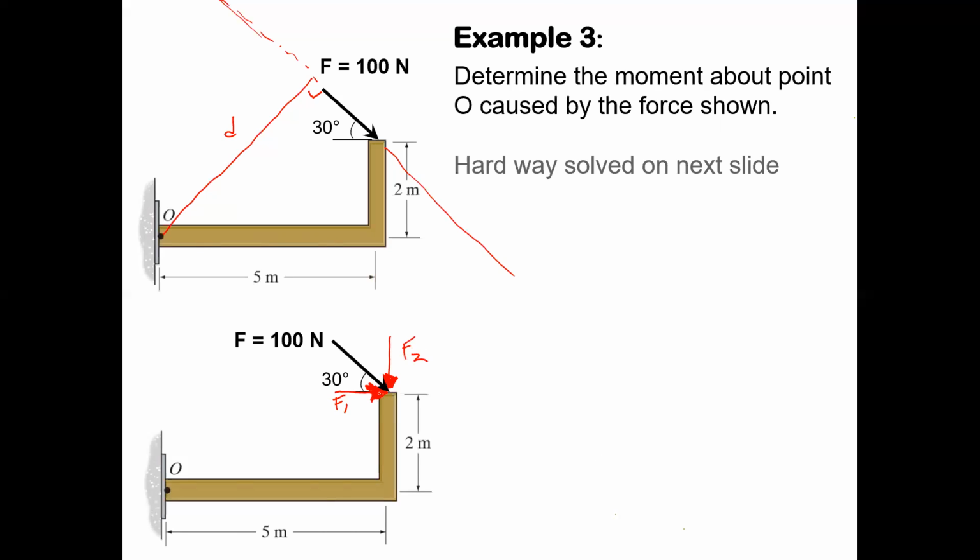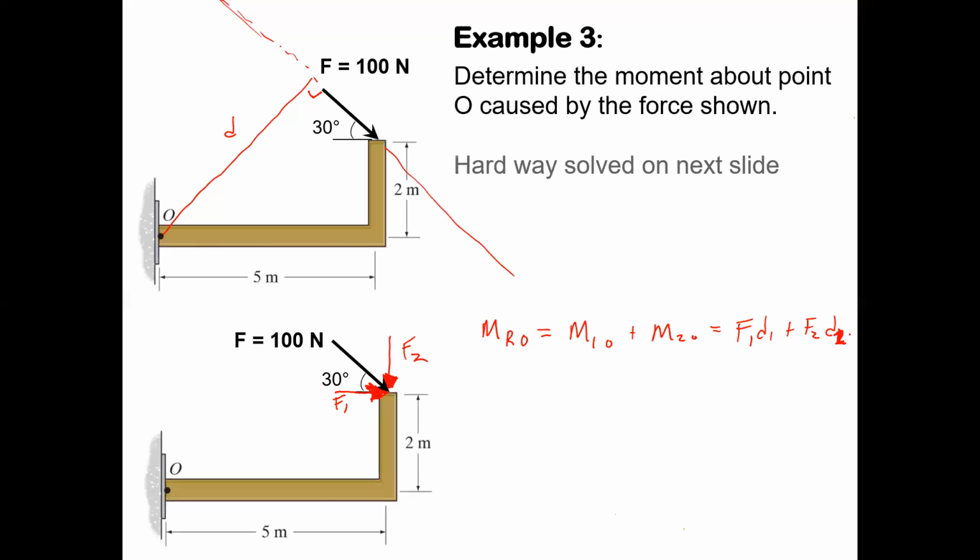F1 and F2 added together equals F, right? We're resolving that force into two components. So the resultant moment is going to equal the moment from F1 plus the moment from F2 about point O. And the nice thing is it's easy. We just have to take F1 times D1 plus F2 times D2. And the respective D is easy to find because those forces are vertically and horizontally aligned.